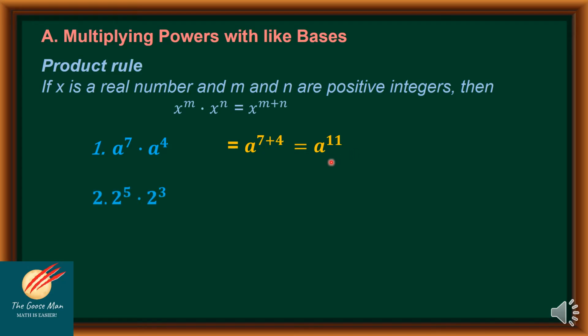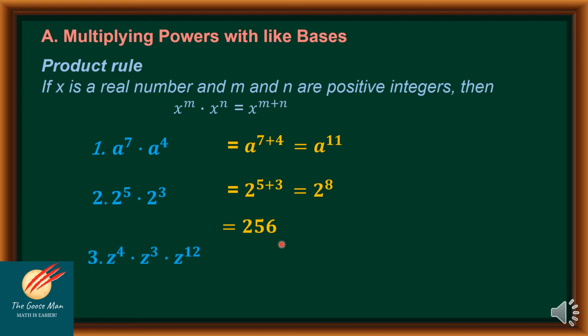Let's have another example. Say for instance, if I had 2 to the 5th power times 2 to the 3rd power, I'll simply add the exponents 5 plus 3 and the base is 2. So I have here 2 raised to 8. But take note that 2 raised to 8 can be simplified as 256.